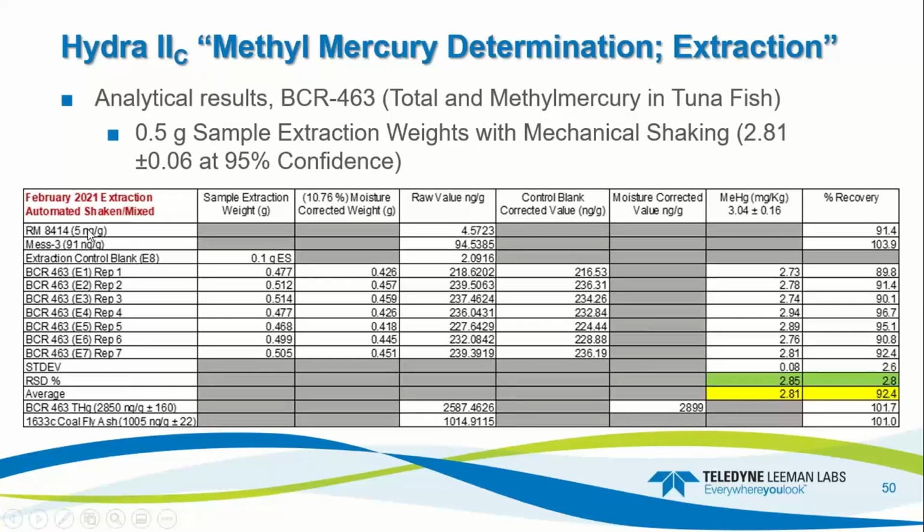So, inorganic, organic type samples, or I should say tissue samples. And then at the end, I did the average or the total mercury of that sample, which is 228.50 ppb plus or minus 160. And with the moisture corrected value, I got 28.99 or 102%. And here's back to the coal fly ash again at 101%.